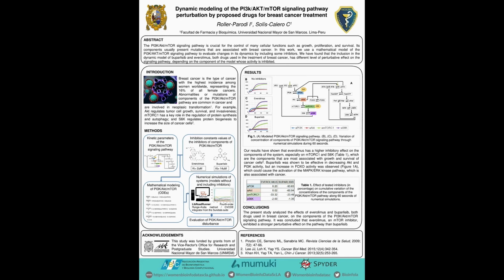Buparlisib was shown to be effective in decreasing protein kinase B and phosphoinositide 3 kinase activity, but an increase in protein FOXO activity was observed, which could cause the activation of the mitogen-activated protein kinase pathway. There are many studies that explain the dynamics of this pathway and how its hyperactivation and dysregulation is also associated with cancer.